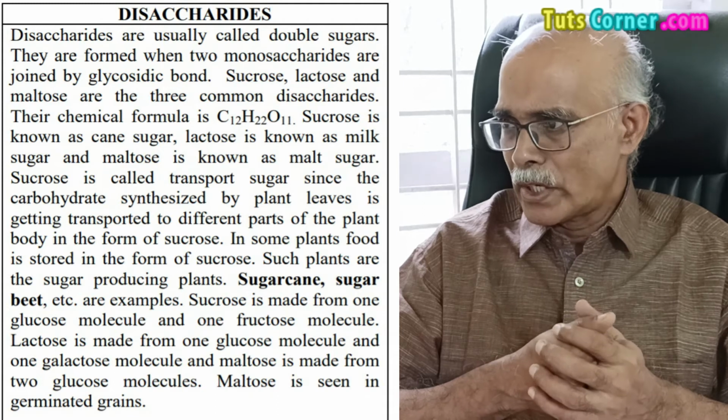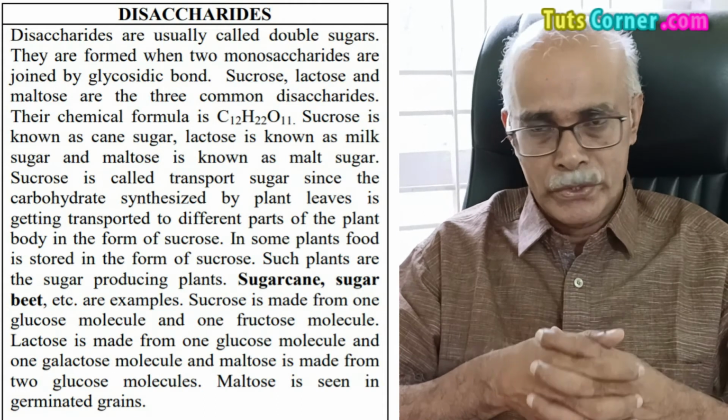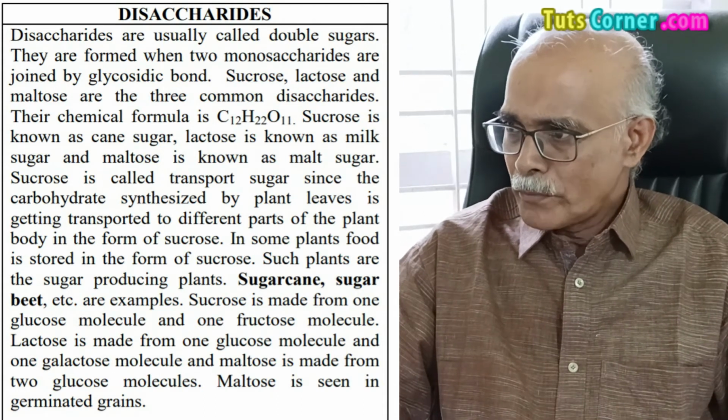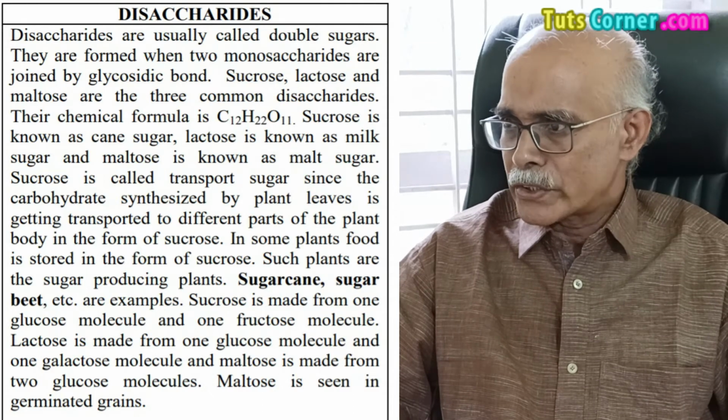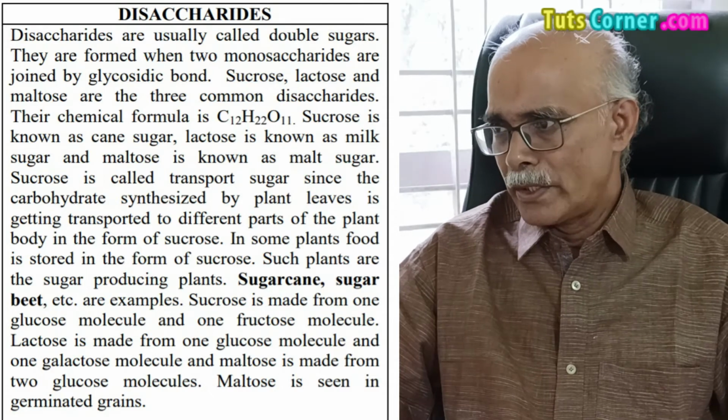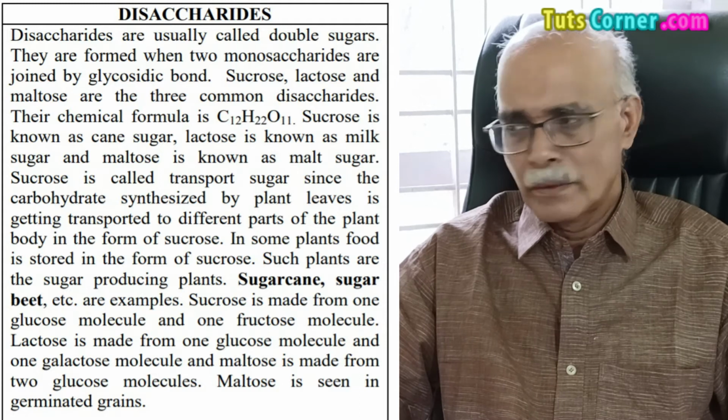The disaccharides are usually called double sugars. They are formed when two monosaccharides are joined by a glycosidic bond.